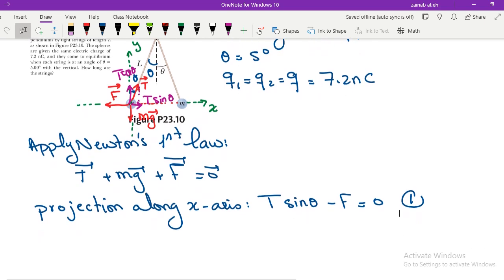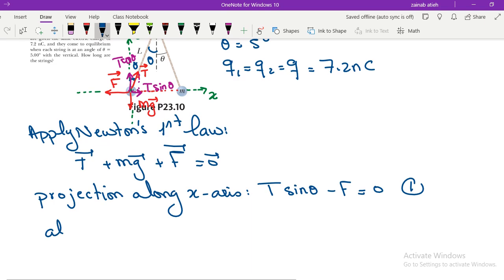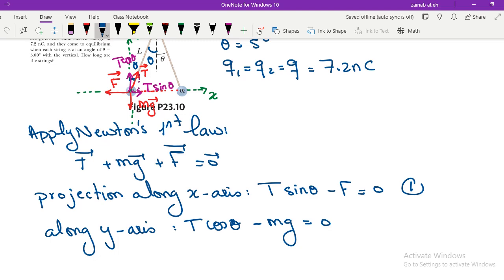Now I will project along the y-axis. What do I have on the y-axis? I have a part of T, which is T cosine theta, and the other part, which is mg. So I will get T cosine theta minus mg equal to 0. I will call this equation 2.